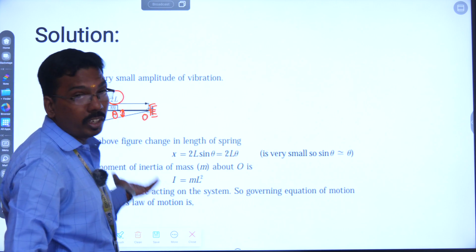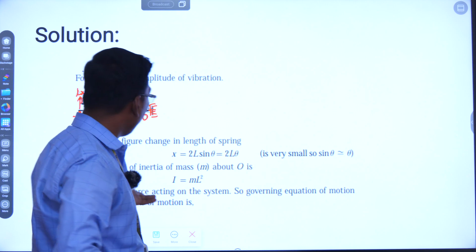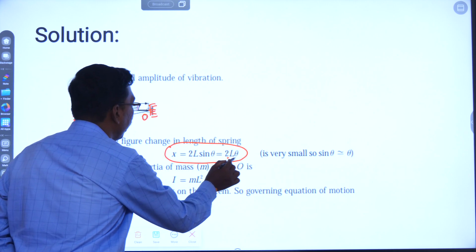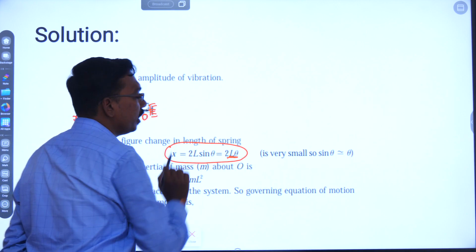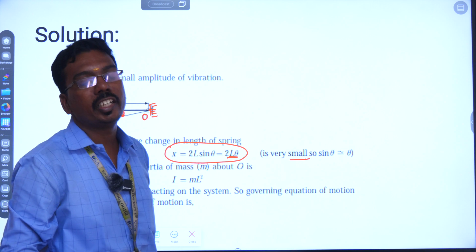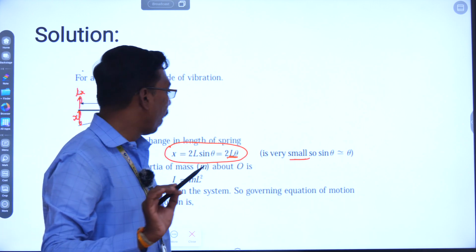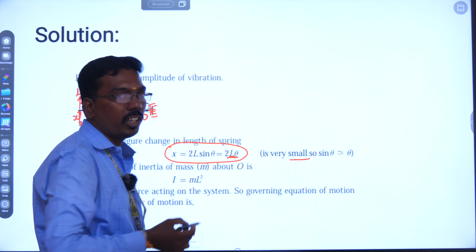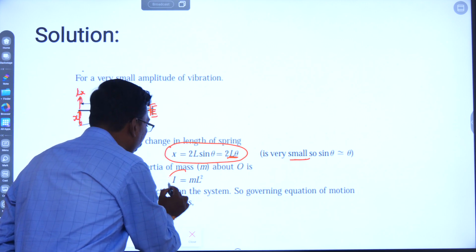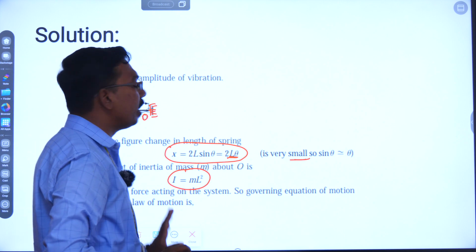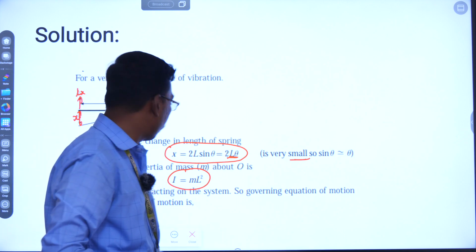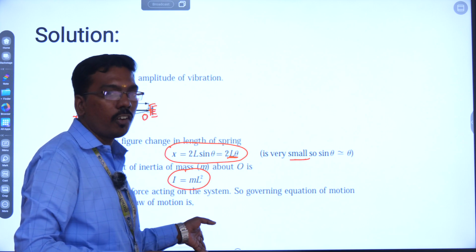Okay. From the above figure, we have to frame the equation. X is equal to 2L sin theta is equal to 2L theta. Why is sin theta changed to theta here? Because theta is a very small value. For a small value we take sin theta approximately equal to theta. The mass moment of inertia also we have to identify. The mass moment of inertia is I equal to m into L square. Also the internal forces acting on the system. So we have to convert to the governing equation of motion. Okay, we have to follow Newton's law of motion.